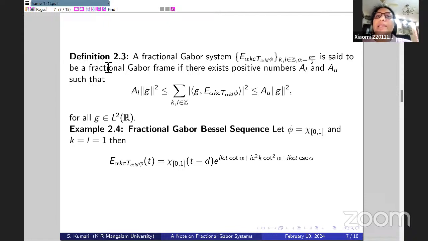So here I have given one example of a fractional Gabor Bessel sequence, where φ is taken as the characteristic function χ of [0,1], and K and L both are taken as 1. So we can take the function as this. Next slide, please, sir.